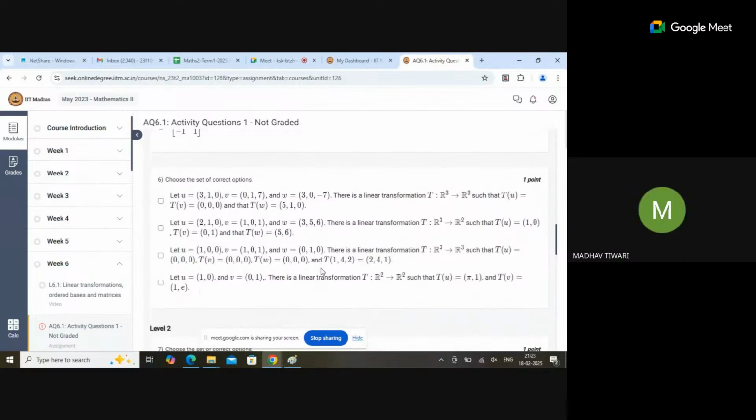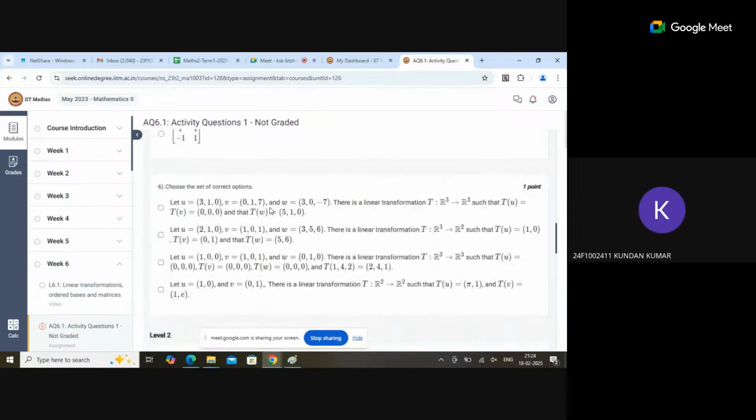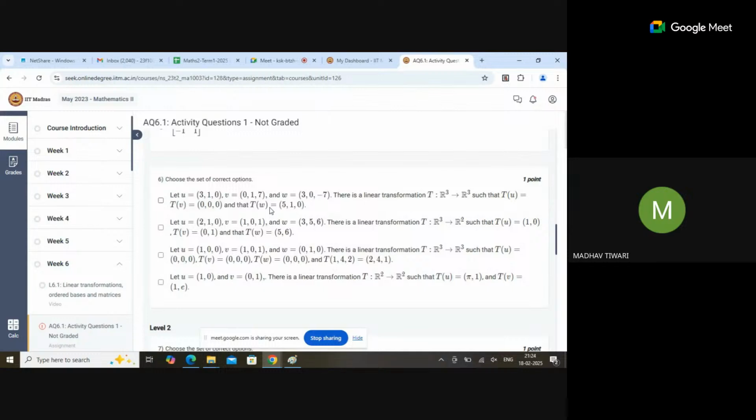Now let's continue with the questions that are remaining. U is given, V is given, W is given, and a linear transformation is given like this: T of U is equal to T of V is equal to 0, 0, 0, and T of W is this. So what is it saying? Choose the set of correct transformations, the correct option. One thing, if you are observing here: why is the first option wrong? Can anyone tell me?